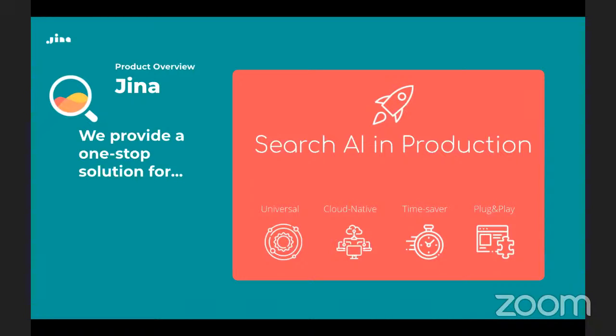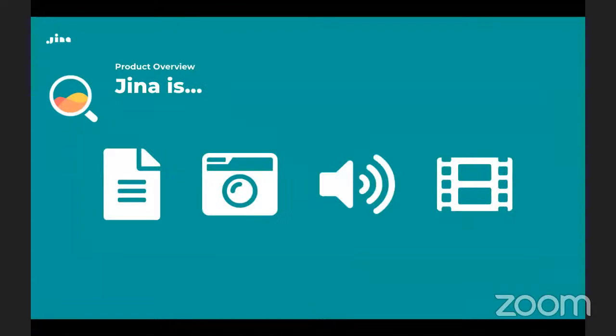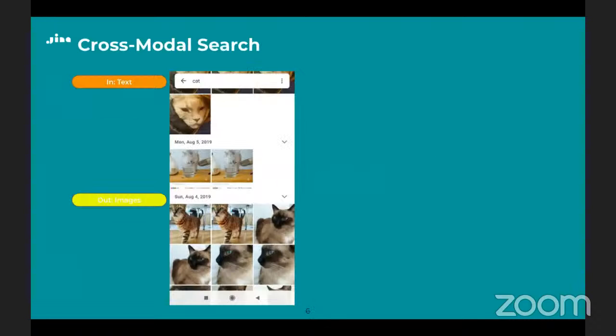So Jina is basically a one-stop cloud native solution for search in production. We support different modalities of search and also support cross-modal search. An example for this is cross-modal search. So given a text input, Jina provides an image output. Or given an image input, Jina can also provide a text output. So across different modalities, similarly, you can search for audio using video, video using text, and so on and so forth. So this is an example of cross-modal search.